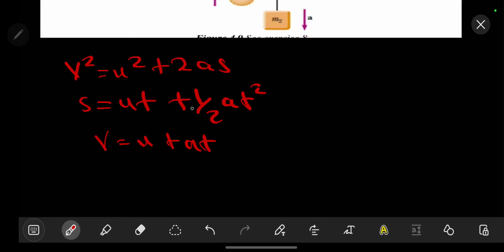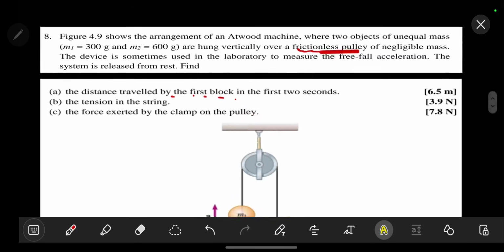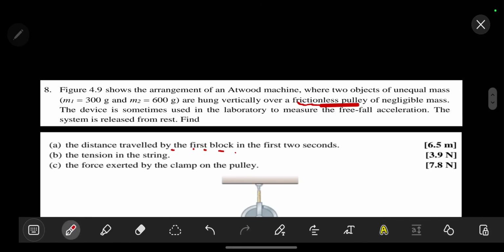So as you can see, all the formulas for you to find the distance, this is our distance s, they all require acceleration. So first you are going to find the acceleration, then you are going to find whatever your displacement moved is. So the expected answer is equal to 6.5 meters.